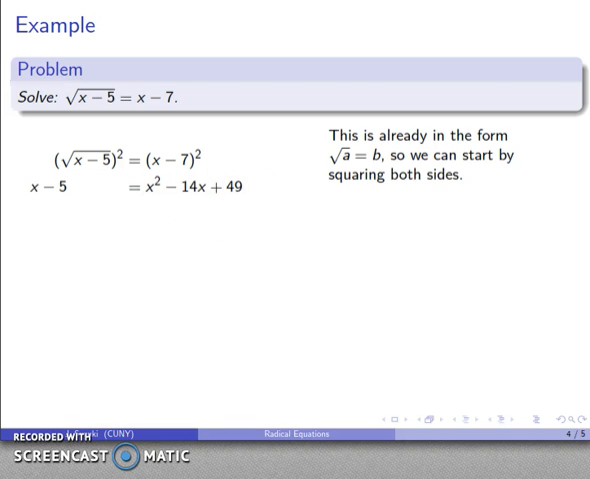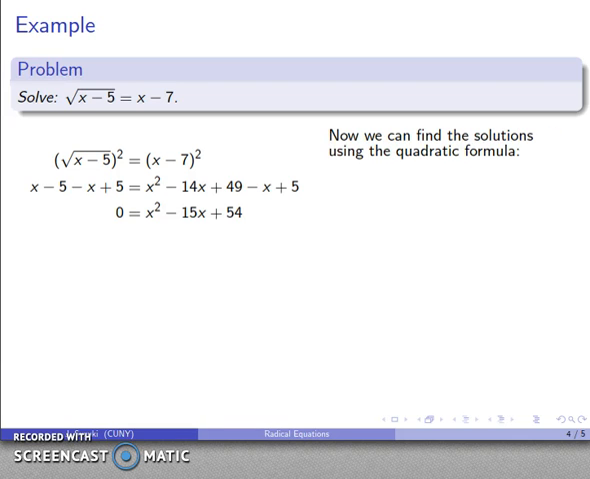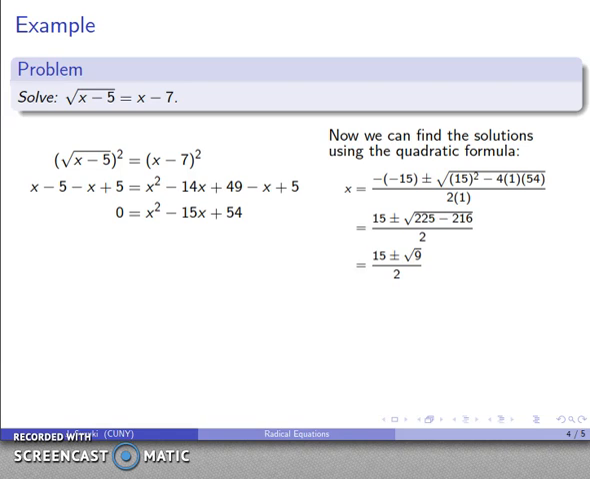I have a quadratic equation, so I'll want to get all of my terms over to one side. I'll subtract x and add 5 to both sides. On the left-hand side, everything is gone. On the right-hand side, that's x squared minus 15x plus 54. Here I have the quadratic equation, so I'll find the solutions using the quadratic formula. I'll substitute in my values, and after all the dust settles, I have my solutions, 9 or 6.